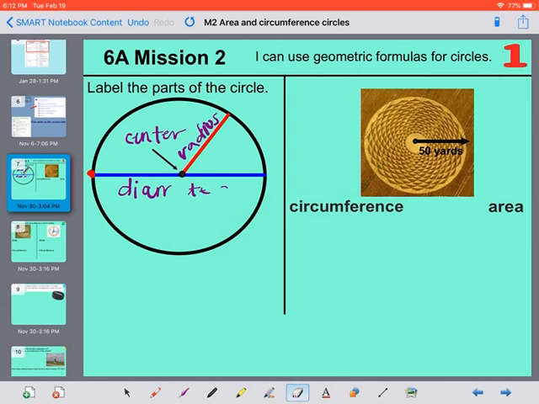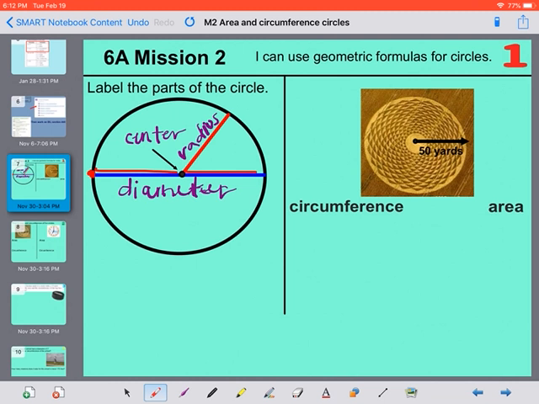Just going to erase that there for a second. Our diameter goes through the middle. So this is not a diameter. That's nothing right now, okay? So our diameter goes through the middle, so two radiuses, like our radius could be here to here and here to here, make up the diameter.